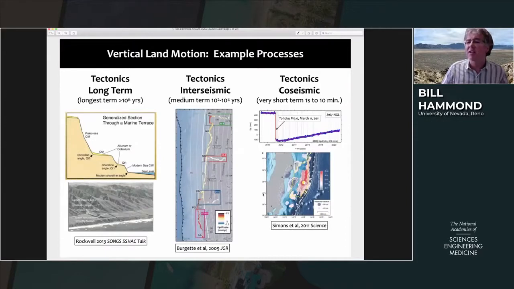Other things like tectonics, long-term vertical motion of Earth's surface, result in mountain building. We know there are lots of mountains on Earth, and these were built largely through tectonic processes, and they can have very significant impacts on coastlines. In this example, I'm showing the terraces that are built in Southern California. How that coast has been uplifting over time is very apparent in the geology, and this is a very long-term process.